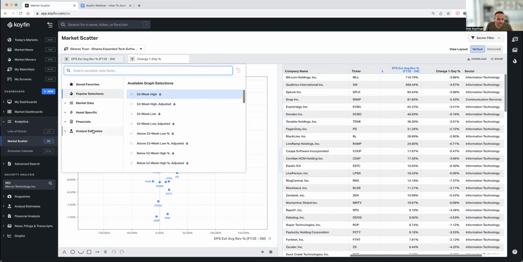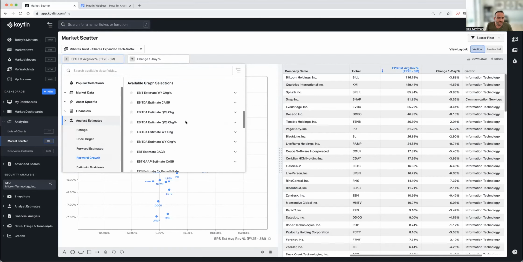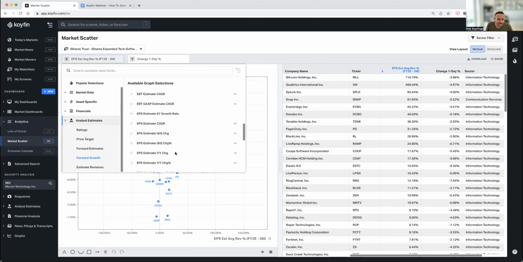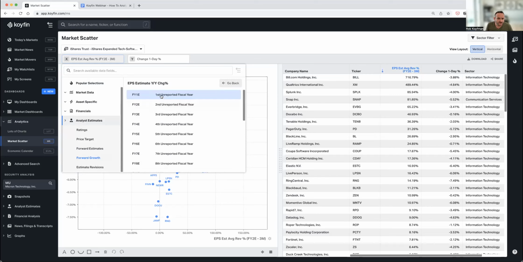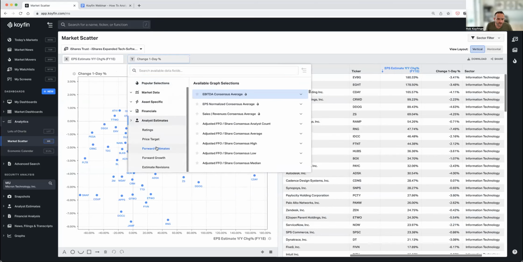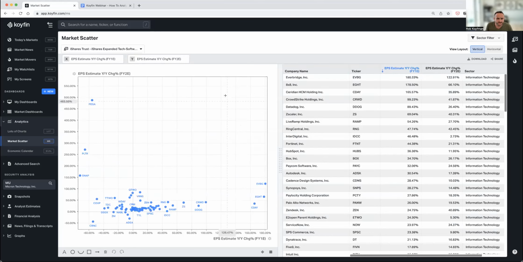But let me go back to growth rates. What I can do is look at the forward growth here, let's say on the EPS estimate year-on-year percentage change, and let me look at the first unreported year. And then I'm going to do the same thing here: forward growth, EPS estimate year-on-year change FY2. Okay. And so what this is telling me is this is the first unreported year growth, so fiscal year 1, and this is the second year, or fiscal year 2, unreported growth.